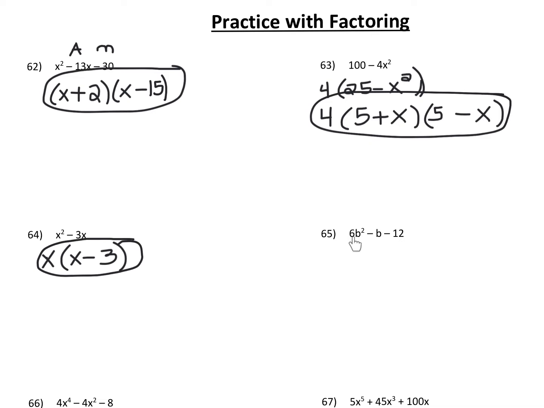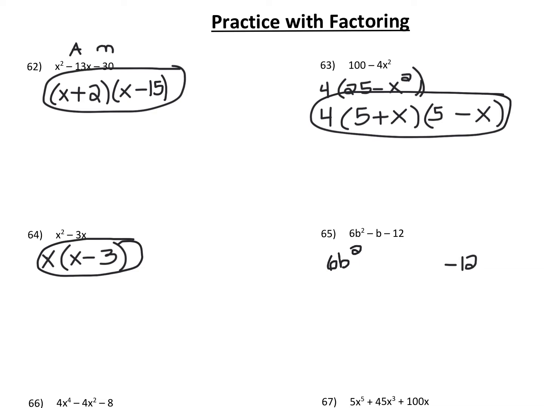So remember, if the number in front of the first term is anything other than 1, we do not set up two sets of parentheses, okay? We only do that when we have a 1 here. If it's a number other than 1, this is where we bring down the first term, we leave a big space, and we bring down the last term.